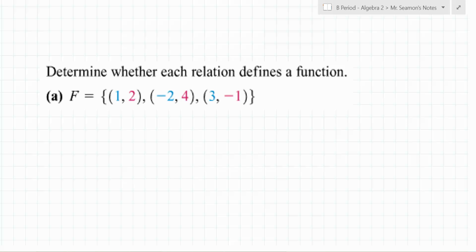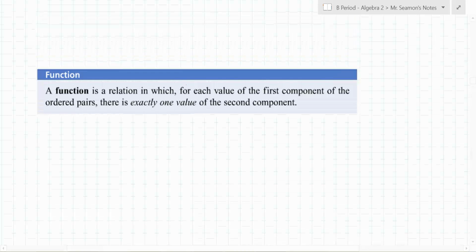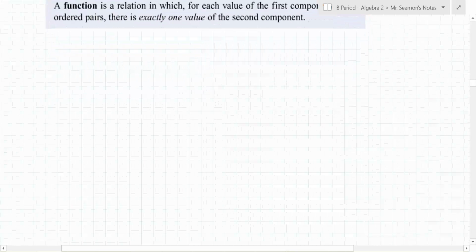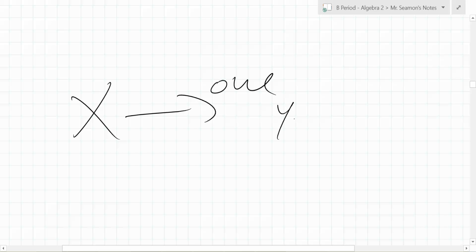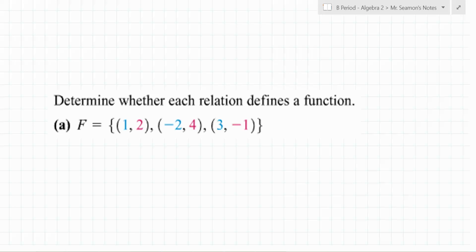But let's look at what it said here. This is really important. For each value of the first component, there is exactly one value of the second component. Another way to translate that: each x value can only point at one y value. So let's look at this set right here. Again, is this a relation? Yeah, it's a set of ordered pairs. Does each x value point to just one y value?